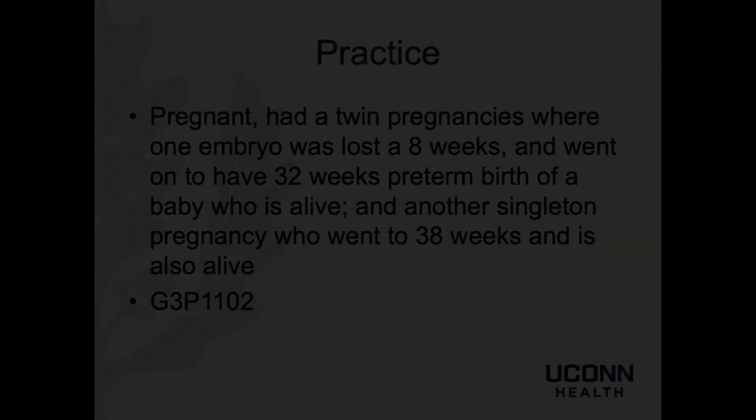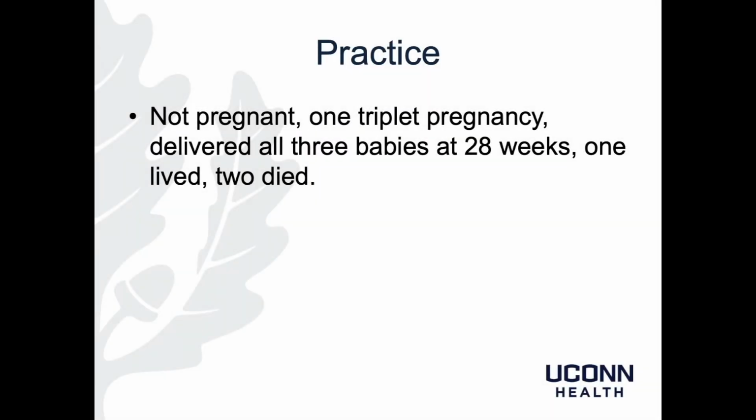G3P1102. All right, here's another practice one. This patient is not pregnant, and she had one triplet pregnancy where she delivered all three babies at 28 weeks. One of those babies lived, two of them died. What would be her G's and P's?